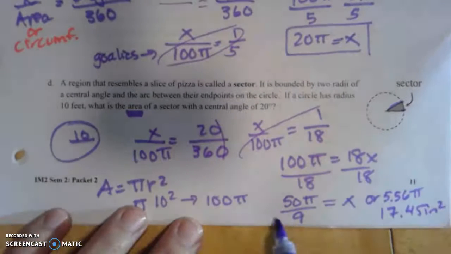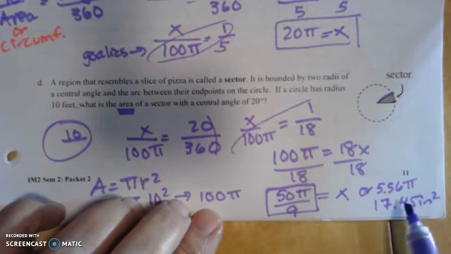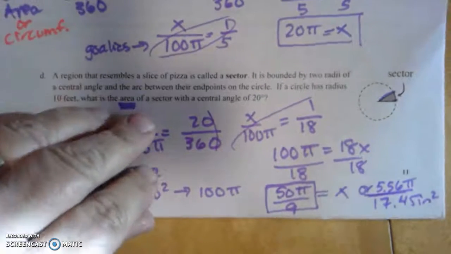So again, if you can get to this portion right here, I'm super happy. 100 divided by 18 reduced to 50 over 9. Or if you gave me the decimal, that's fine too, because you're probably going to be using the calculator and it'll just pop the decimal out.